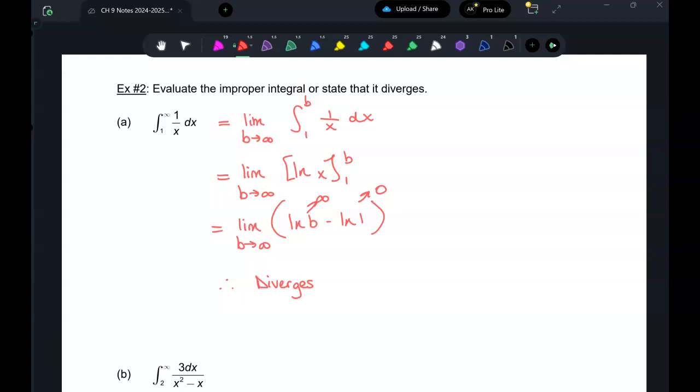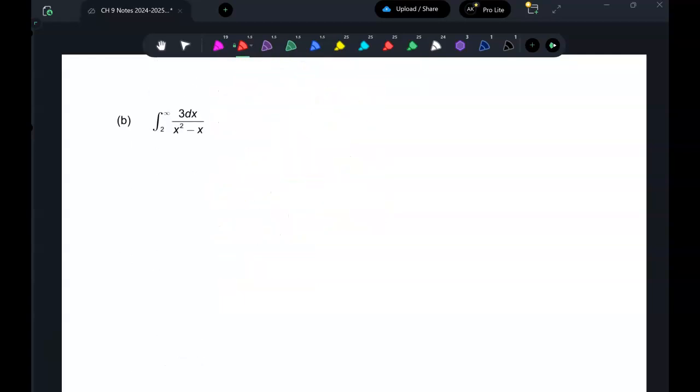So the lower limit of integration, does it make any difference here at all? If I change this to 100, does that make any difference? No, it's still infinity. It still diverges, unless the bottom limit was also infinity, in which case it would be 0.